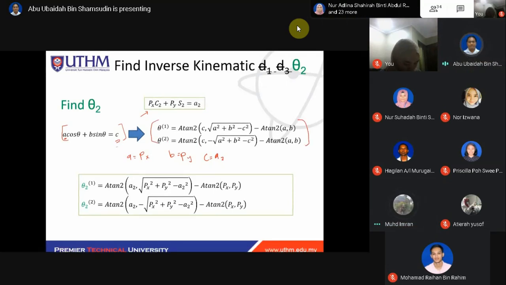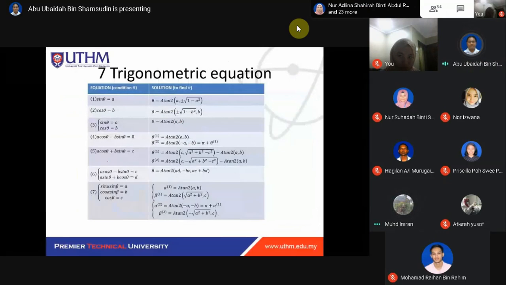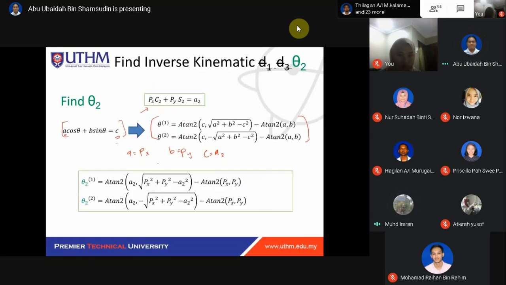Okay. So kita pergi balik belakang. So we use this equation here, and we find the C, B, A and put those values inside here, and we can get the solution for theta. What is theta? So here we know the value for A2, we know the value for C. C is A2, A is Px, B is Py, negative A2. So this one is Px and Py. So finally we get this equation here as our answer.